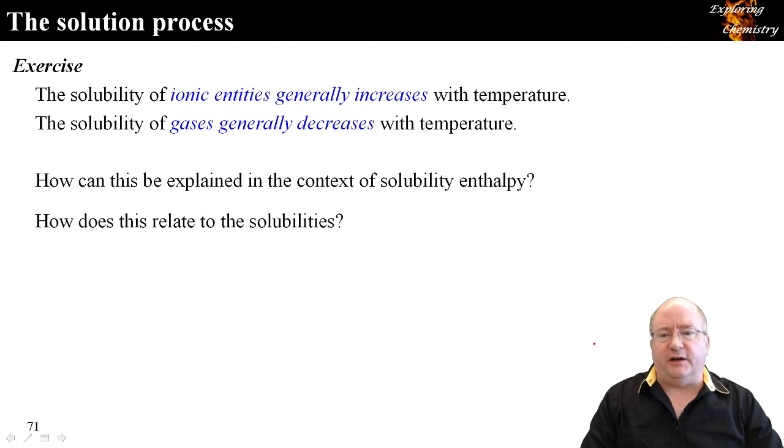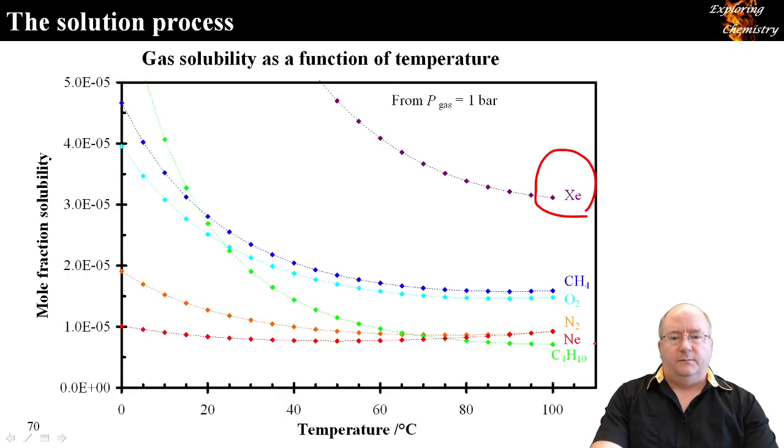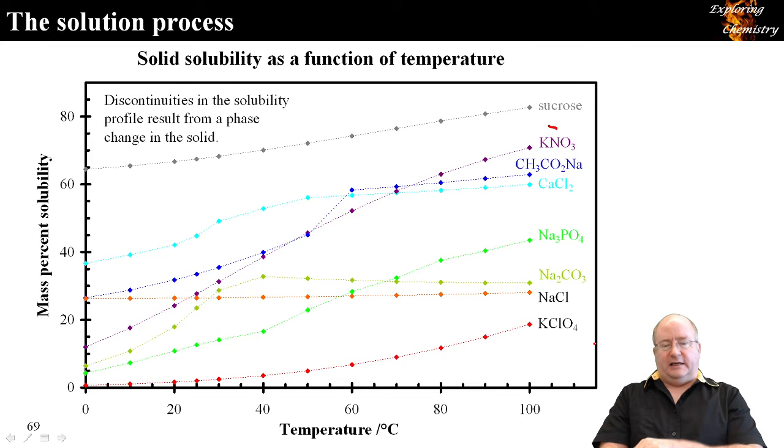So in the previous two figures, we saw that the solubility of ionic entities generally increases, whereas the solubility of gases generally decreases with temperature. How can this be explained in the context of solubility enthalpy? And how does this relate to solubilities? If we go back and look at these figures, the bonds that we're forming are actually stronger. Here the bonds are stronger.